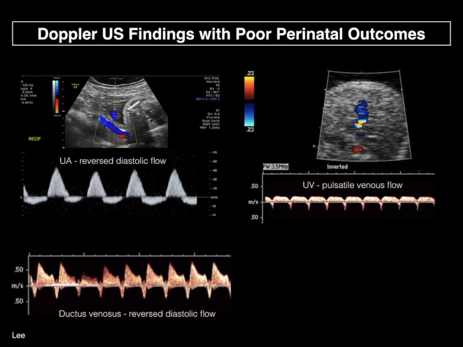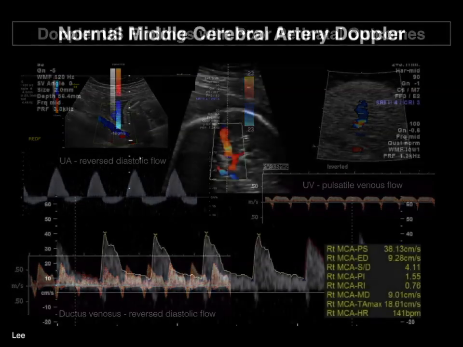Here are some examples of abnormal fetal Doppler tracings that are associated with increased fetal morbidity and mortality. They range from the reversed end diastolic flow velocities of the umbilical artery, pulsatile umbilical venous flow, and reversed diastolic flow in the ductus venosus.